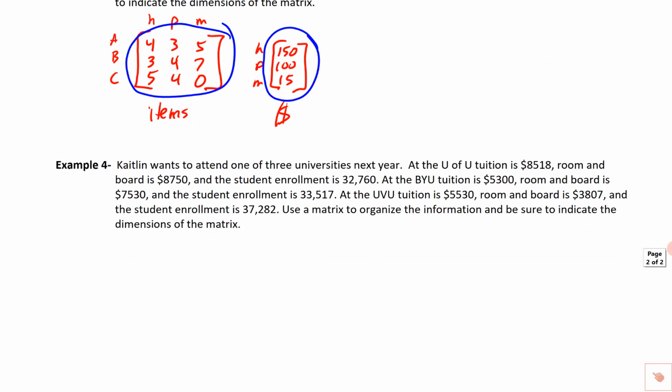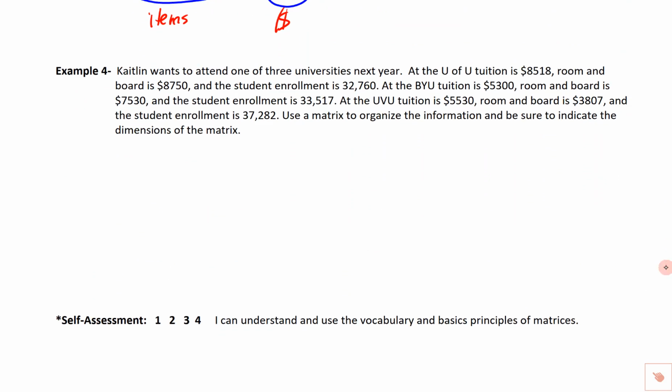Again, all we're doing is practicing taking information and writing it down in a matrix. On this one, it says Caitlin wants to attend one of 3 universities next year. Tuition at the U of U is $85.18. Room and board, which means how much you pay for where you live and eating, is $87.50. And the student enrollment is $32,760. She's got the same type of information at BYU and UVU. When you're interested in going to a school, it's a good idea to know how much it costs, and also how big the university is. In this case, it looks like they're all fairly similar.